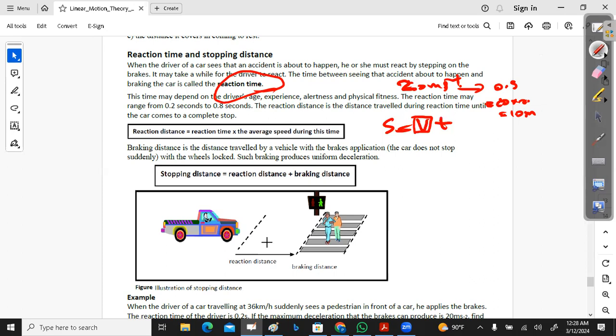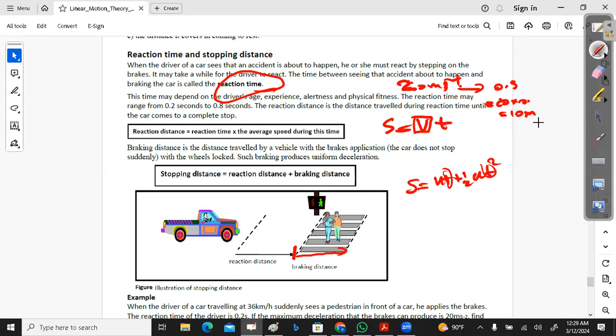The reaction distance is the distance from when you see the obstacle to when you begin to apply the brake. The braking distance is the distance after the signal is sent to the brake pedal. Braking distance will be s equals ut plus half at squared. So from that time onward, you apply the brake and get it done. Understand?